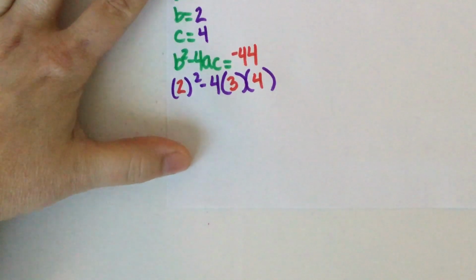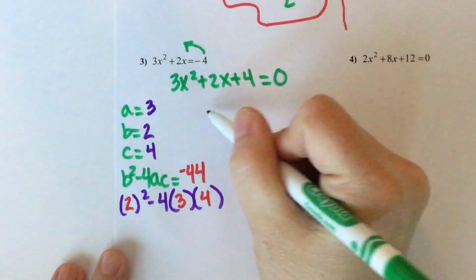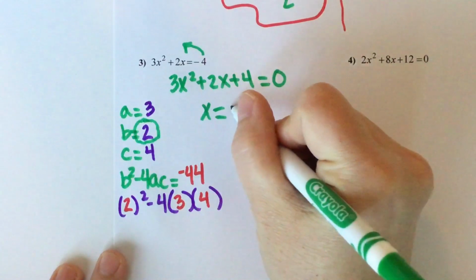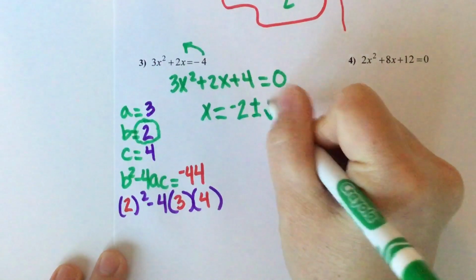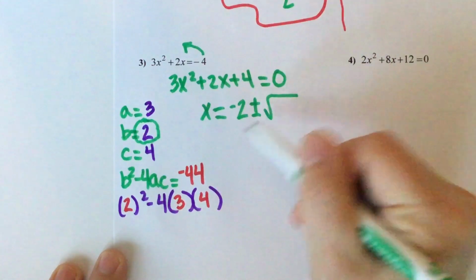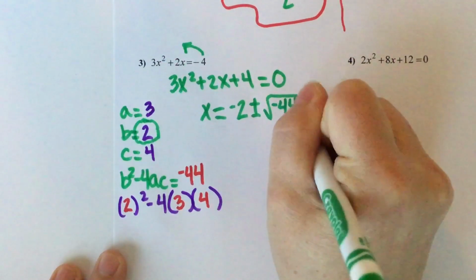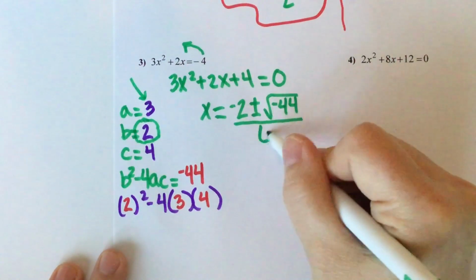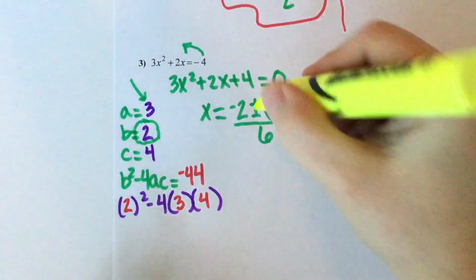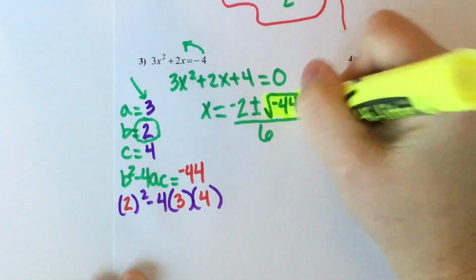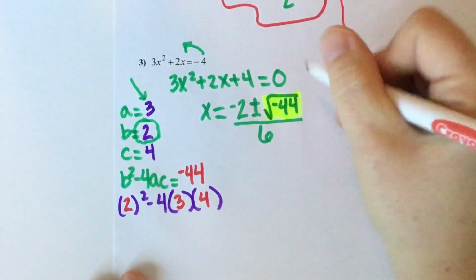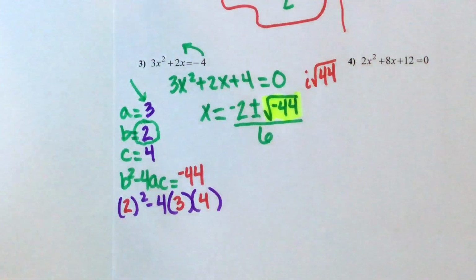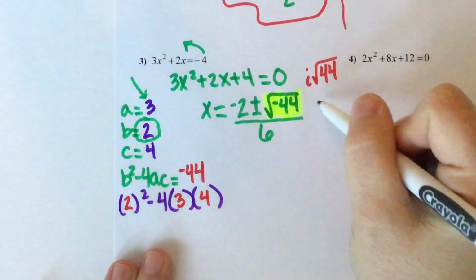So let's do our formula. Here we go. x equals the opposite of b. What's the opposite of a positive 2? A negative 2. Plus or minus square root. b squared minus 4ac is negative 44, all over 2a. And 2 times 3 is 6. Okay, time for the breaking down of the radical. So there's going to be an i to get the negative out, and then a positive 44. And then, can you take the square root of 44? Nope, but we can break it down.